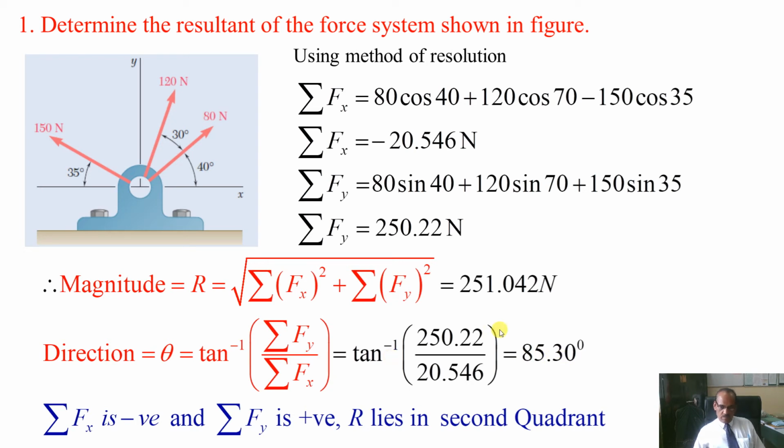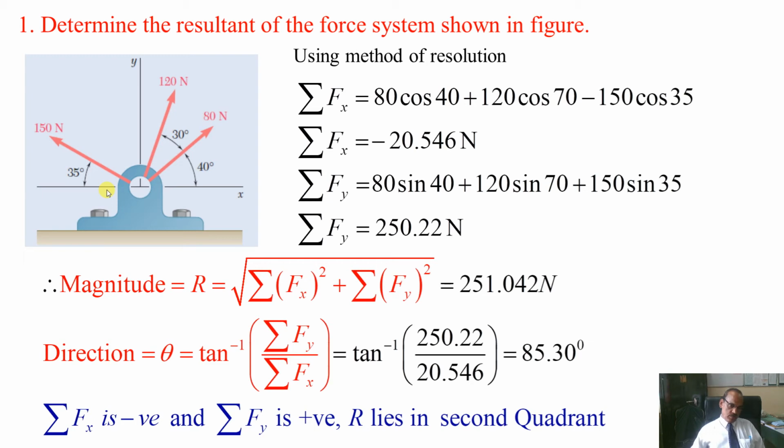Hence the resultant: Fx is negative, Fy is positive, and hence the resultant lies in the second quadrant. Total Fx like this, and Fy upward like this. That's why the resultant will be somewhere here like this, and the angle with the x-axis will be this much. How much does it come to?